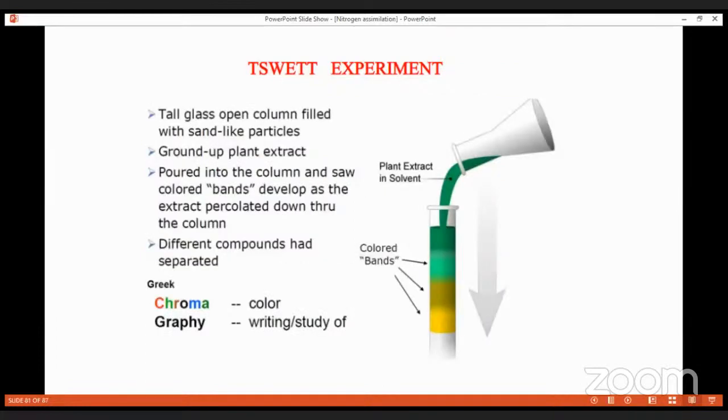Okay. So basically it started with this wet experiment where a tall glass open column is filled with sand-like particles, and we use the ground plant extract and pour it through the column, and different color bands will appear as the mixture percolates through the sand-like particles, and different compounds are separated based upon the color. So it is the separation based upon the color.